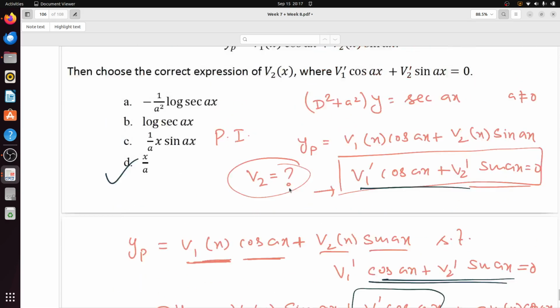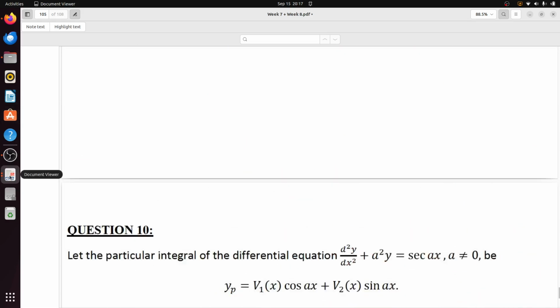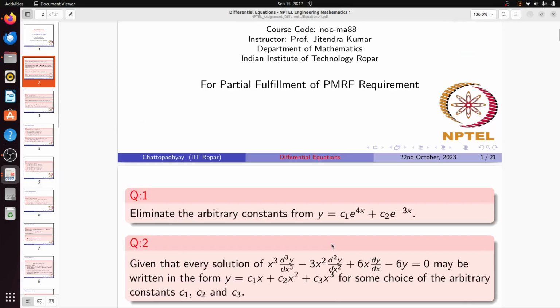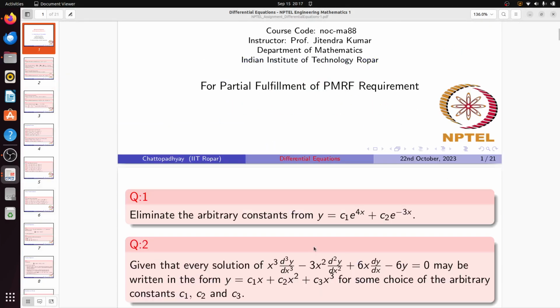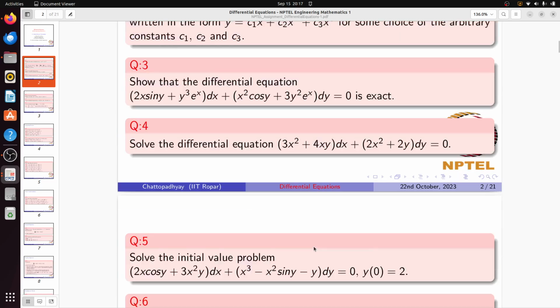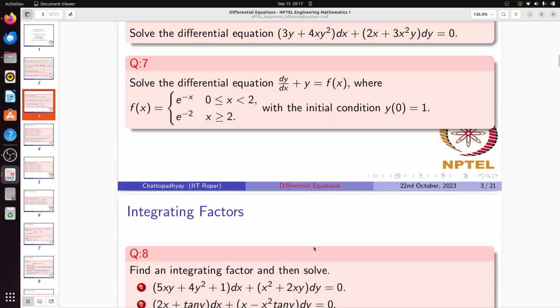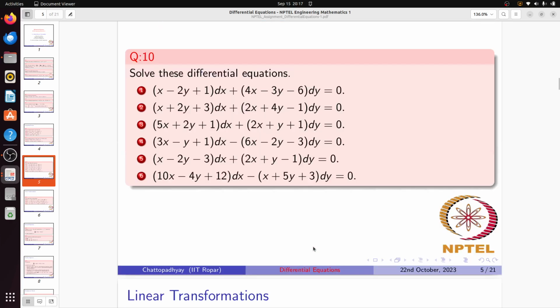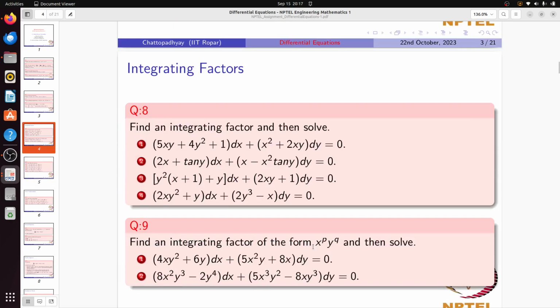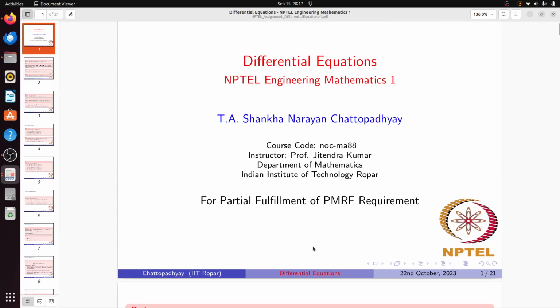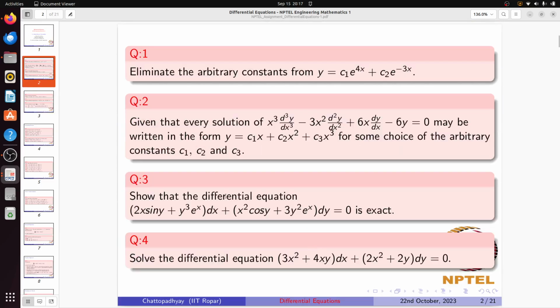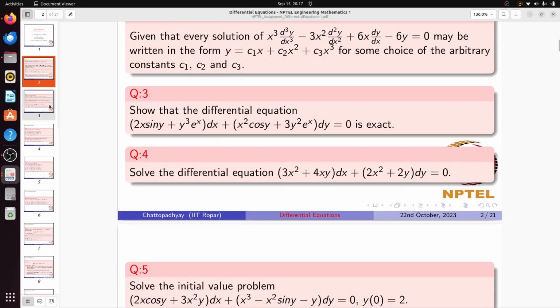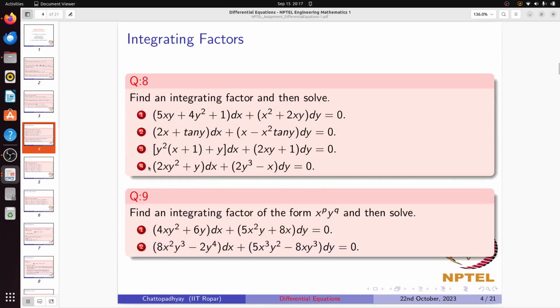So this is all for the differential equation part, and I have also some assignments for you. I will upload these assignments. I have many interesting problems. There are differential equations where you eliminate the arbitrary constant, then every solution. Last year also I taught engineering mathematics 1, so I have the tutorials of that course. Find an integrating factor and then solve.